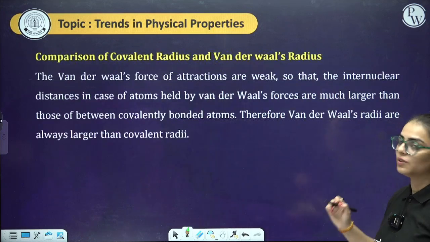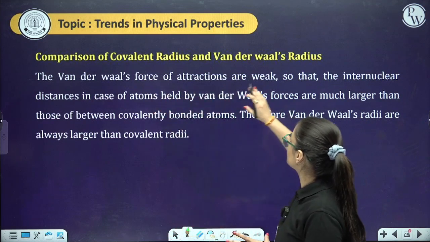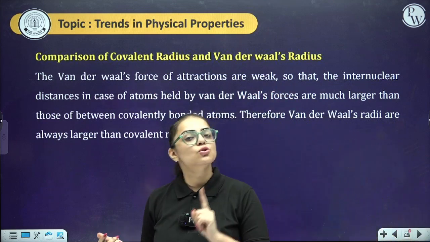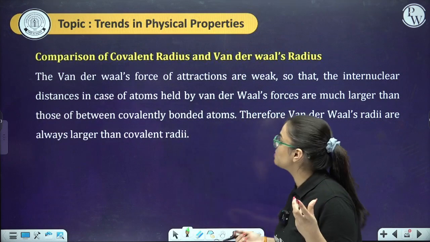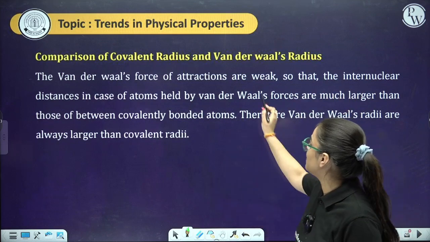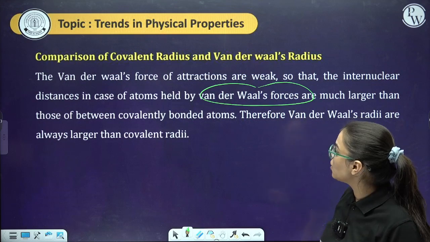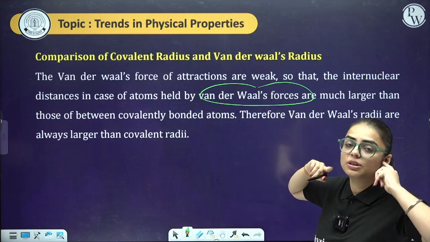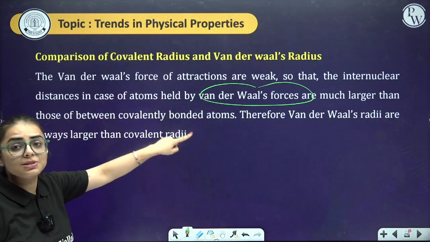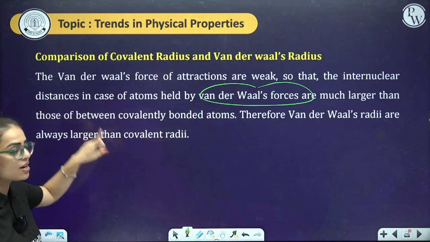Now, comparison of covalent radius and van der Waals, which I have already told you, but let us read it. In van der Waals radius, there is van der Waals force of attraction. In covalent radius, there is covalent bonding. The van der Waals forces of attraction are weak, so the internuclear distance in atoms held by van der Waals force of attraction is much larger than that of covalently bonded atoms. Therefore, van der Waals radii are always larger than the covalent radii.